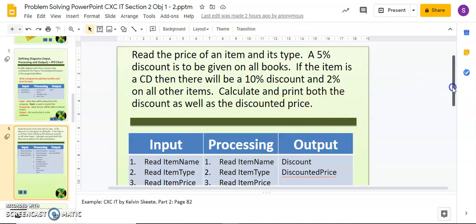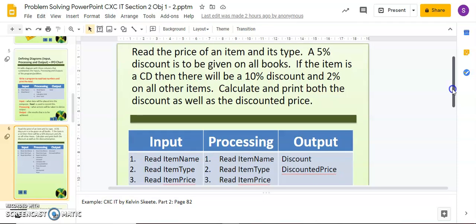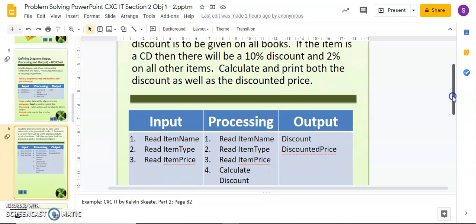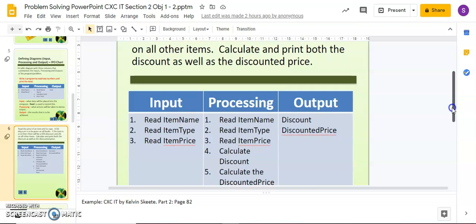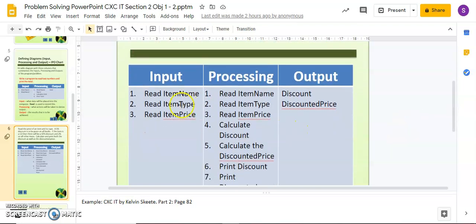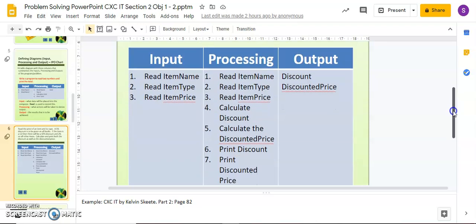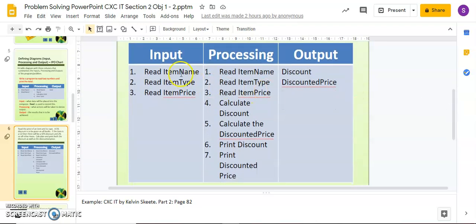Now you might be wondering, how do we do that? It's too much information, but don't worry. We use the IPO chart, which is the first thing that we do when we are solving the problem. We break it down into significant parts so that it's easier.